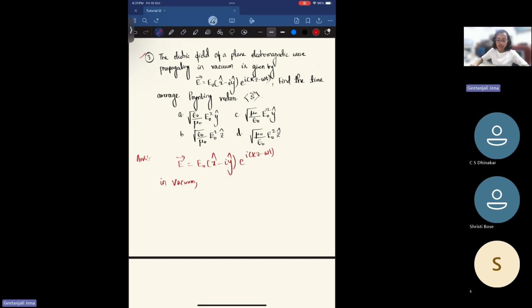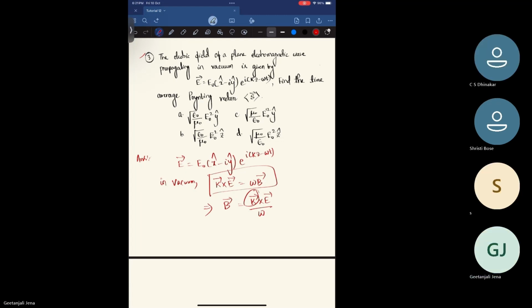So in vacuum we can write curl of E is minus dou B by dou t, right? And if you do the simplification, then you will get k cross E is omega B. This you should know. So that means B is k cross E by omega. So we need to find out k, and omega is there. Let us first calculate k.